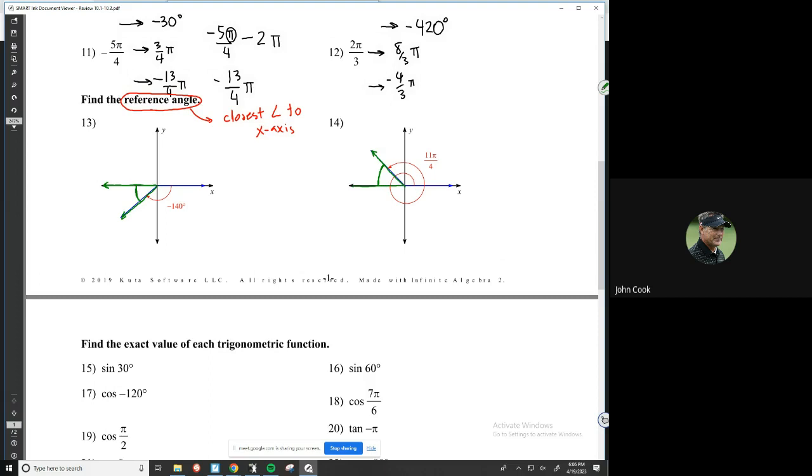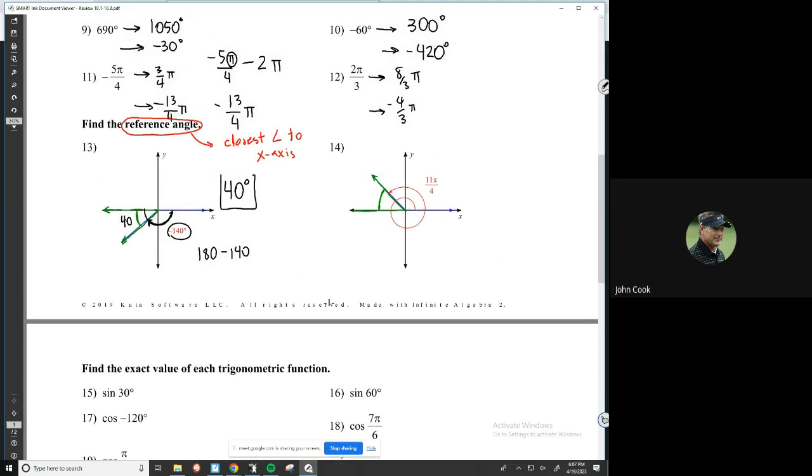Well, I know that this straight line over here, the x-axis, this total angle measurement from here to here is 180 degrees. So if I go from here to here, I stop right here, that's 140 degrees. So if I take 180, subtract away that 140, there's 40 degrees left over here. So the reference angle is 40 degrees. That's how simple this thing is. It's just how far away is it from the x-axis? And it will always be a positive angle measurement every single time.